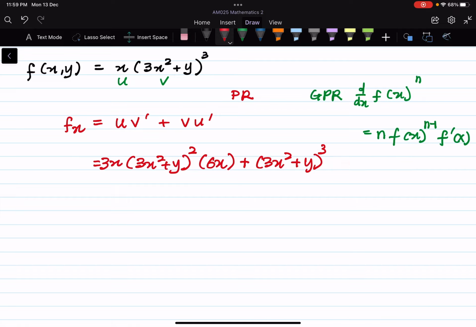Now we're going to simplify this. As you can see here, 3x squared plus y and 3x squared plus y, so we're going to factorize the least power, which is the square. And now let us factorize.